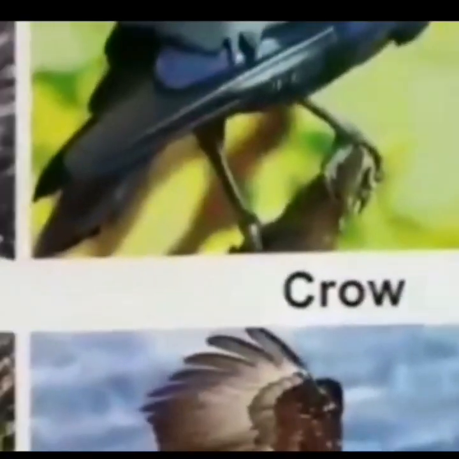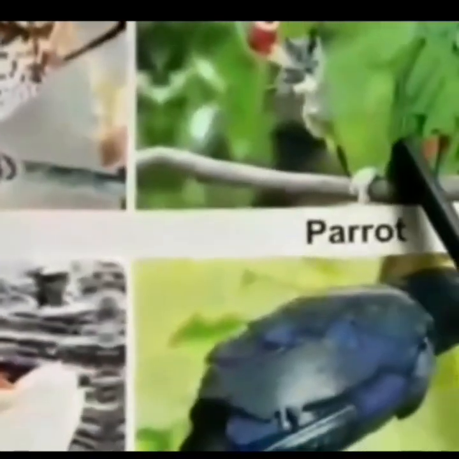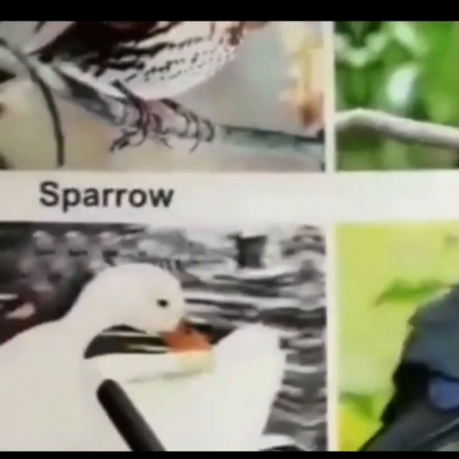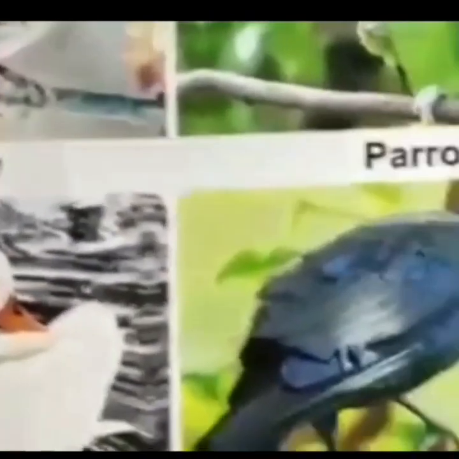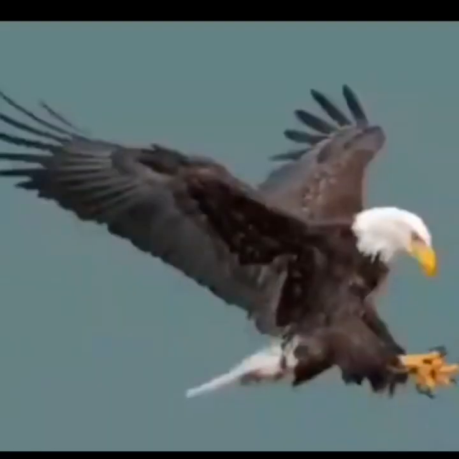Okay, children, learn to identify the birds. This is a sparrow. This is a parrot. This is a duck. This is a crow. This is a peacock. This is an eagle.